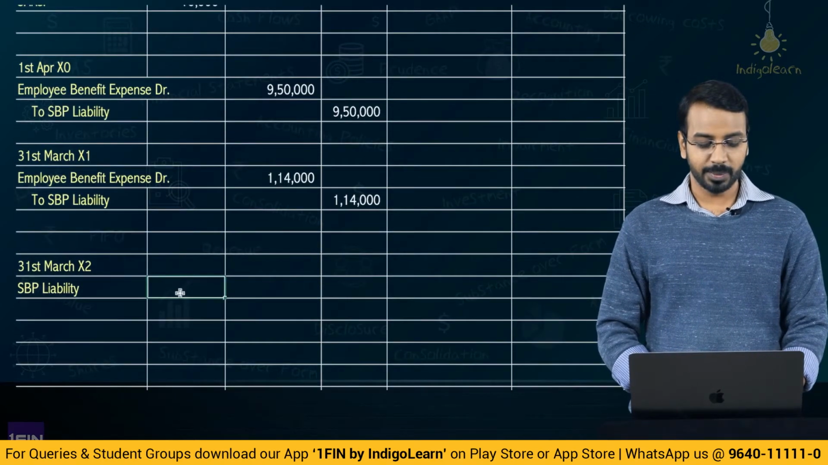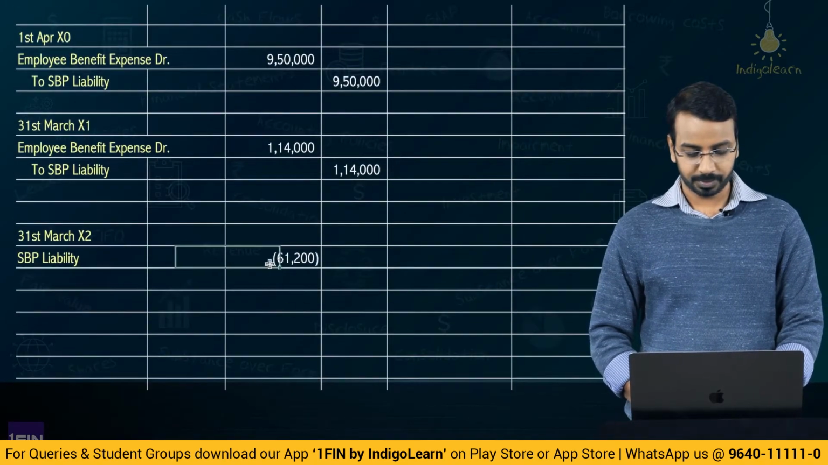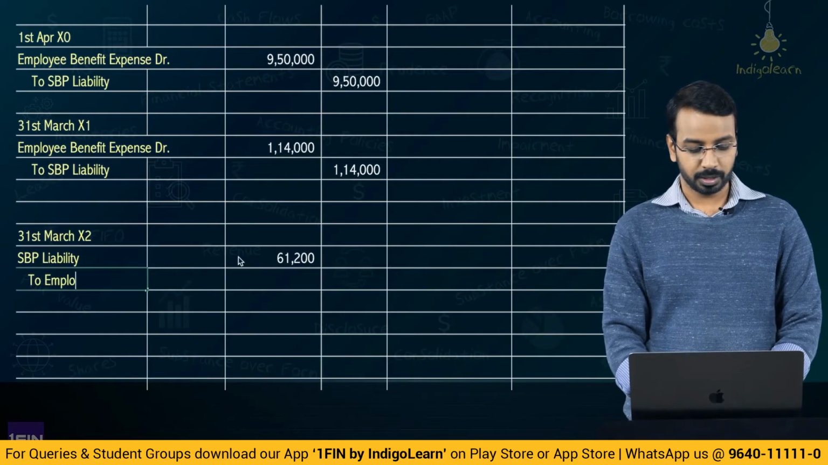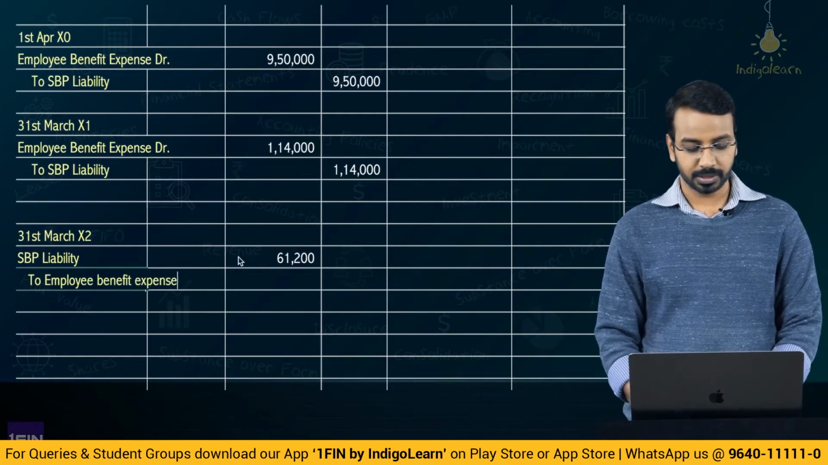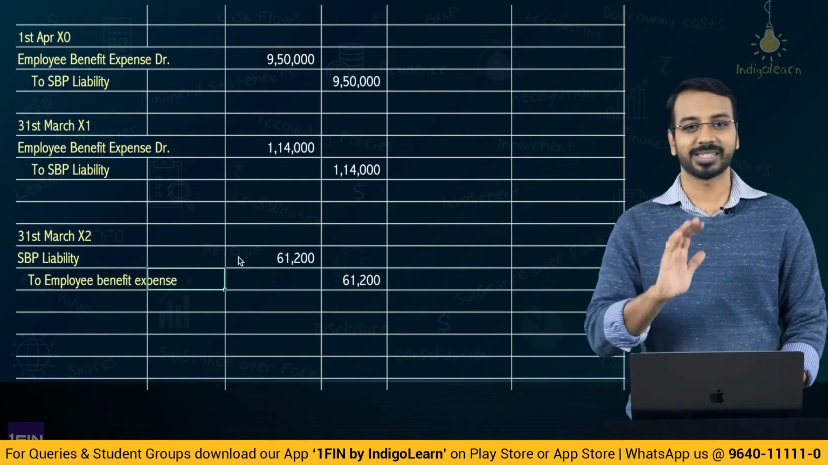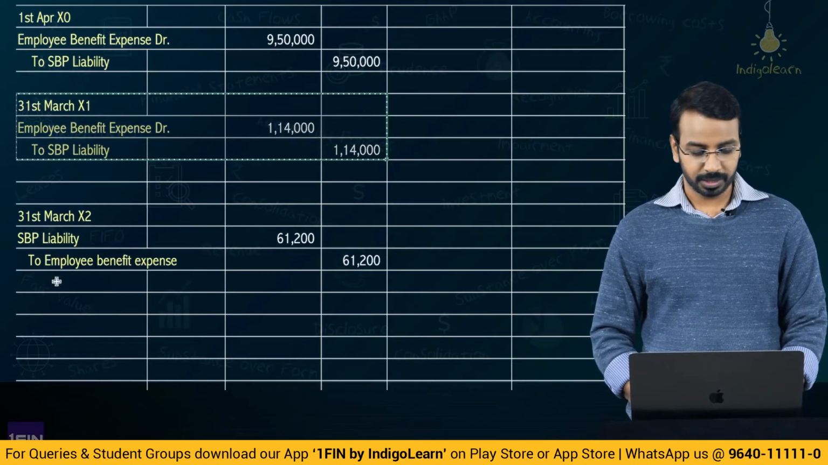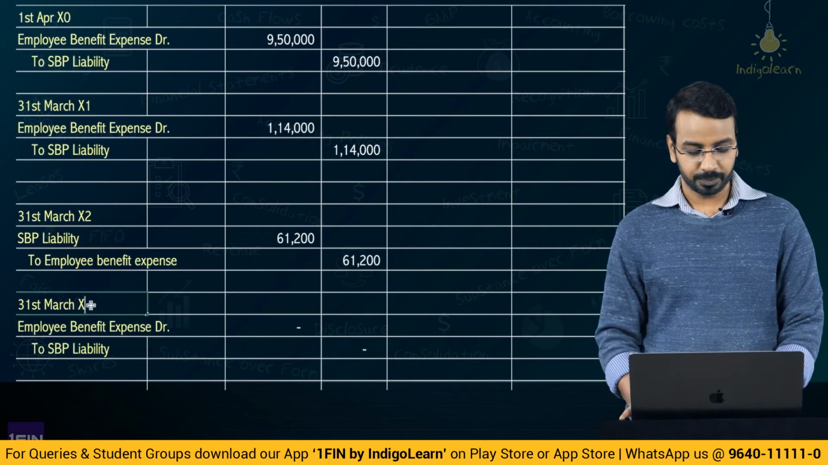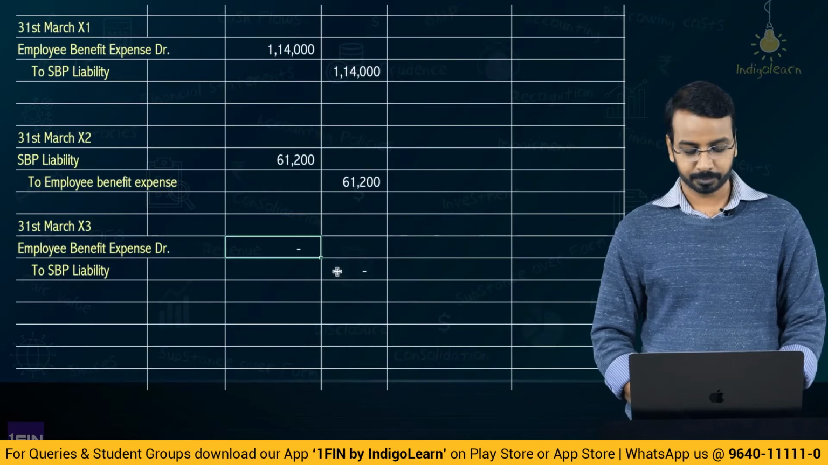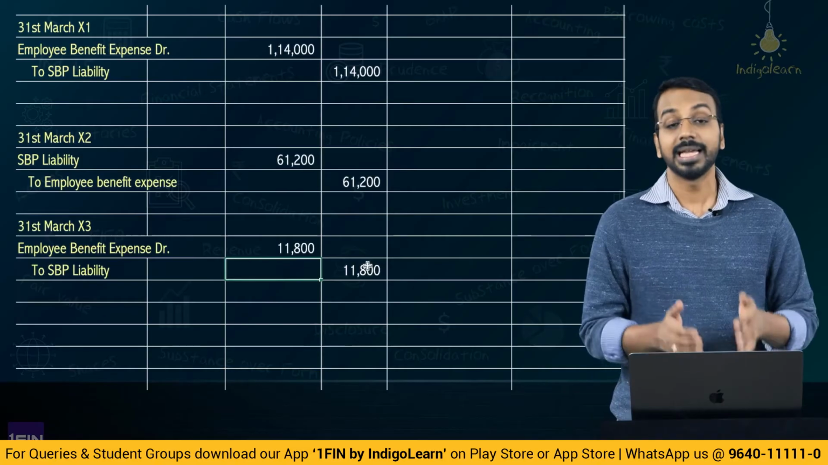Okay. So, SBP liability debit 61,200 to employee benefit expense 61,200. And friends, you can have negative items even in expenses account. Okay, so that is not the thing to be worried about. And lastly, on 31st March of year 3, employee benefit expense debit, how much? 11,800 and 11,800. Now these are the expenses which we have booked in each of the year.